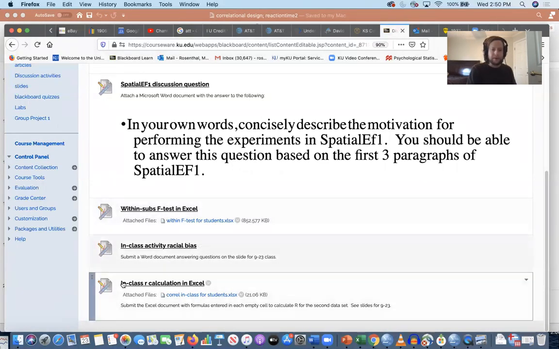And then the other one you'll turn in here, calculating R in Excel. So you're turning in a Microsoft Word document here, turning in a Microsoft Excel document here. Go to it. I will be here for the rest of class if you need help. Once you get done with these, use any remaining time to prepare for group project 1 things. And I will see you guys lab Friday.